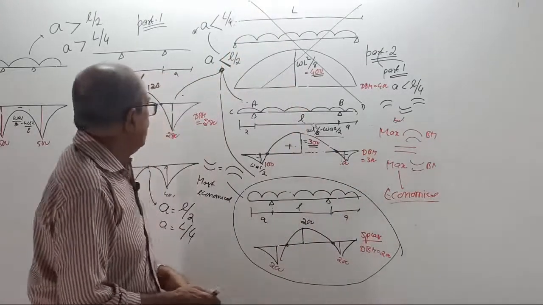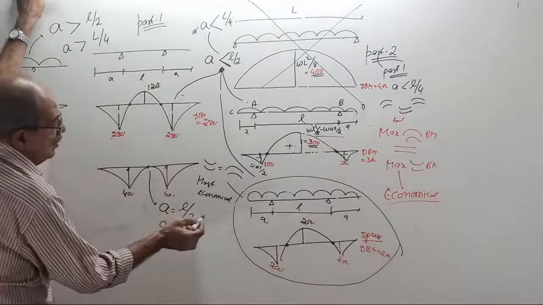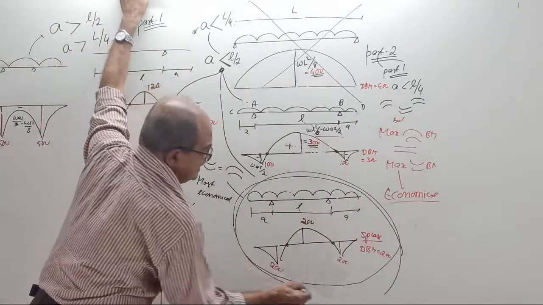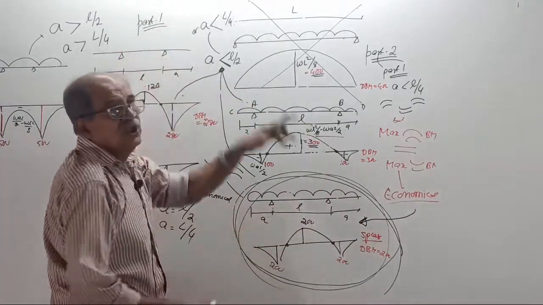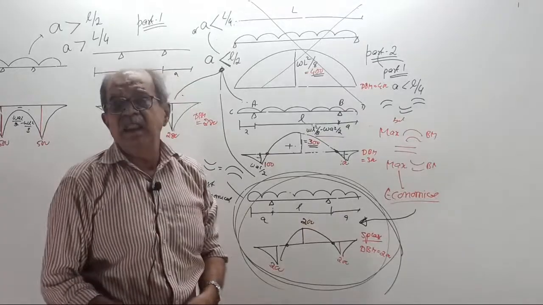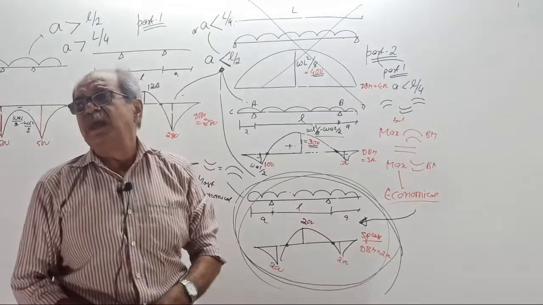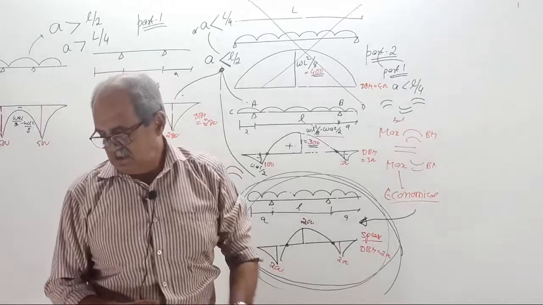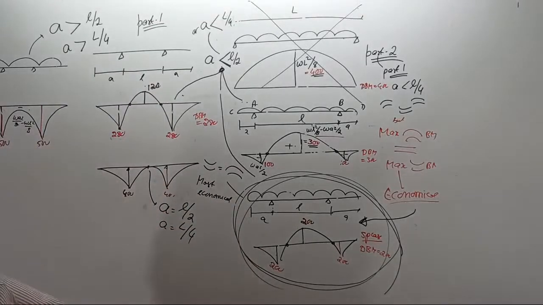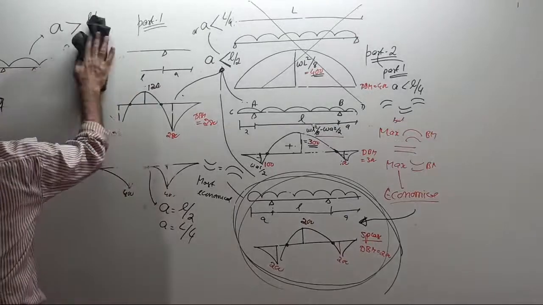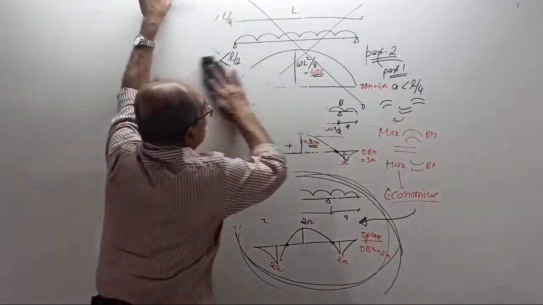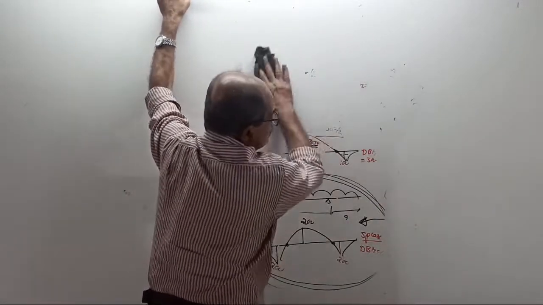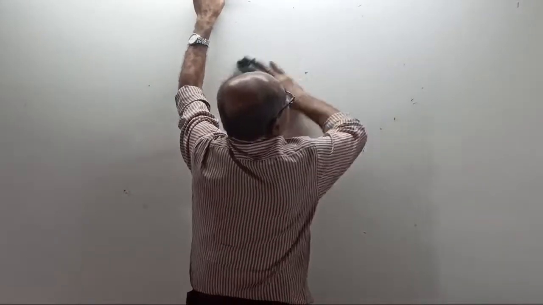Clear now? Therefore, that is nothing but this case. So remember, even now your A is less than L by 4. If A is more than L by 4, sagging will not come. Full clear? Okay, now come to that one. Then I will go for a numerical. For practice purposes, I will go for a numerical for you. That will help you a lot.